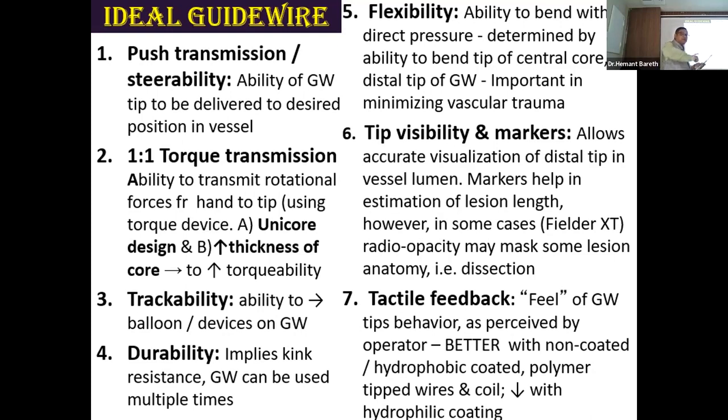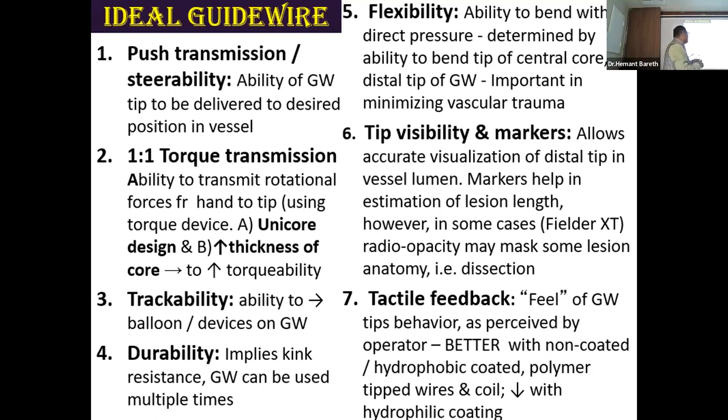If the core is very thin, then there might be some loops and it will not shift. Then the third thing is trackability. Trackability is of two types. One is trackability of the device over the wire, and the other is trackability of the wire to go around the vessel wall.